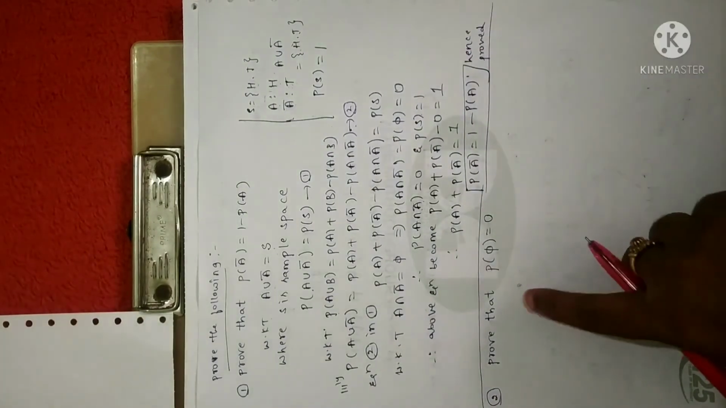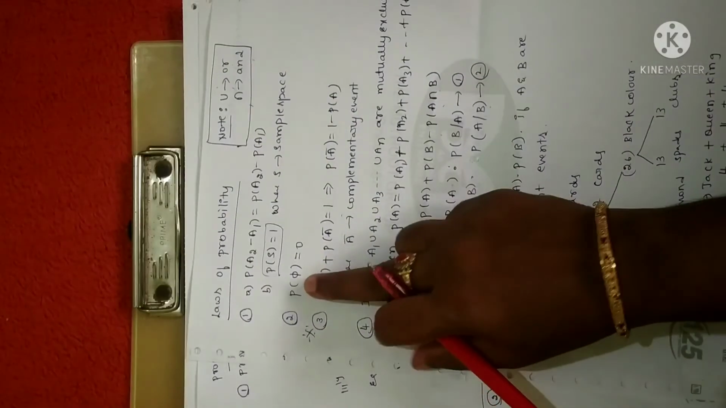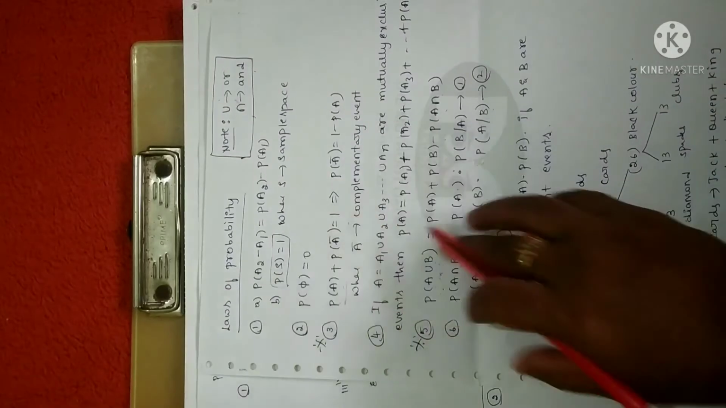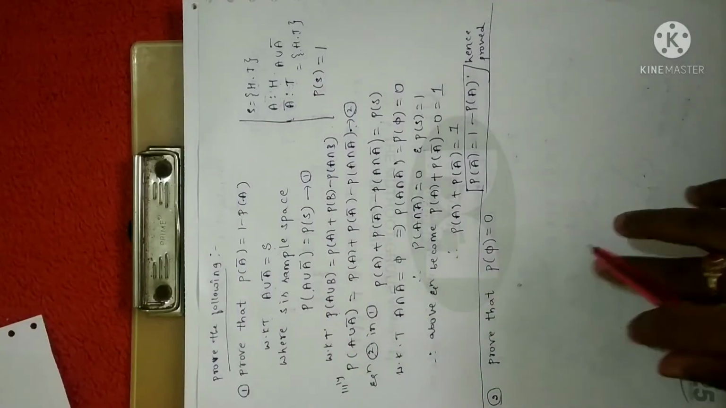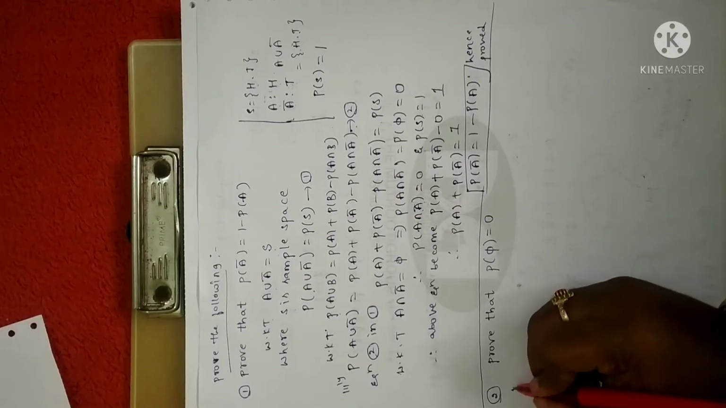Clear? Now coming to the second one. Anyhow, this point I have also given as a property, and the previous property I have now proved. This is given: probability of the null set is equal to 0. Let me show you how the probability of the null set is equal to 0. So, proof.